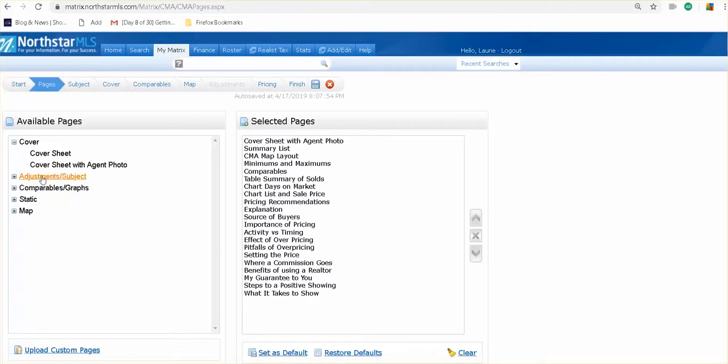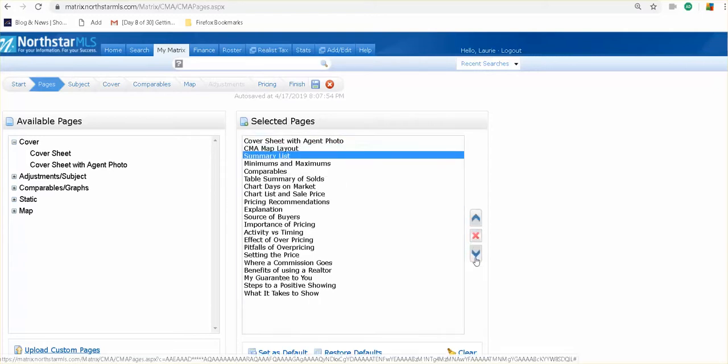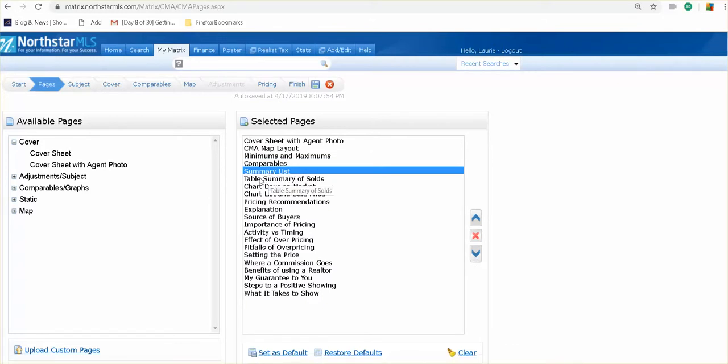So I did that for the rest of these. You click on them and then they're over here, and then you decide what order you want them in and which ones you want. So summary list, again, I'm still playing with this. I'm going to go underneath my comparables. Table summary of solds, chart days on market, chart list date and sale price, pricing recommendations, and then all these are kind of what's called the static pages. That's that button right there. Your map will show up right here.